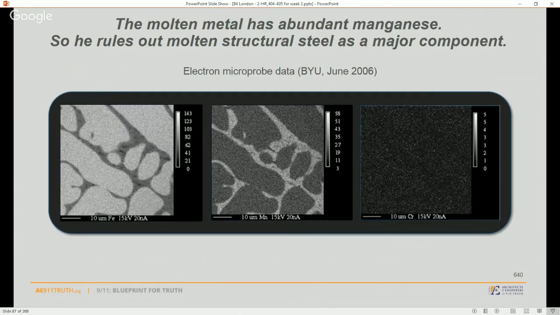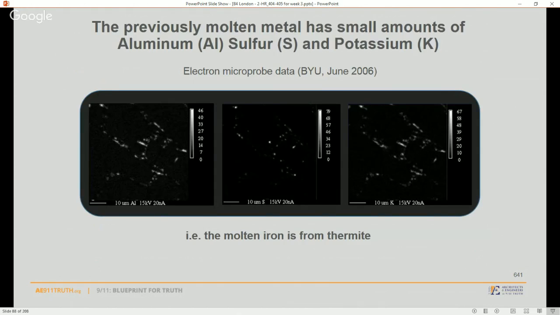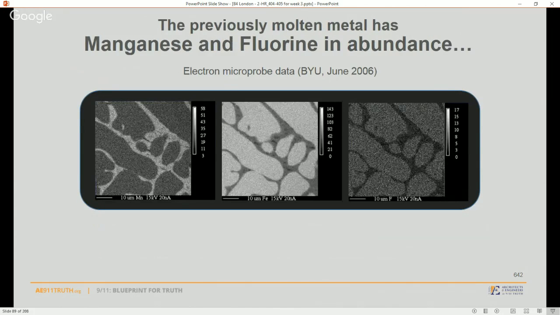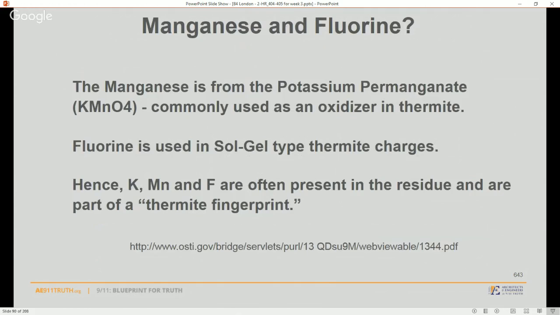It has abundant manganese. So he can rule out molten structural steel as a major component. It has small amounts of aluminum, sulfur, and potassium, key ingredients of thermite. Well, manganese and fluorine in abundance. Fascinating. What about these? Well, manganese is from potassium permanganate. It's commonly used as an oxidizer in thermite, so that can explain it. Fluorine is used in very special thermite charges called sol gels, so that can explain it. So these are often present in the residue and constitute a thermite fingerprint.